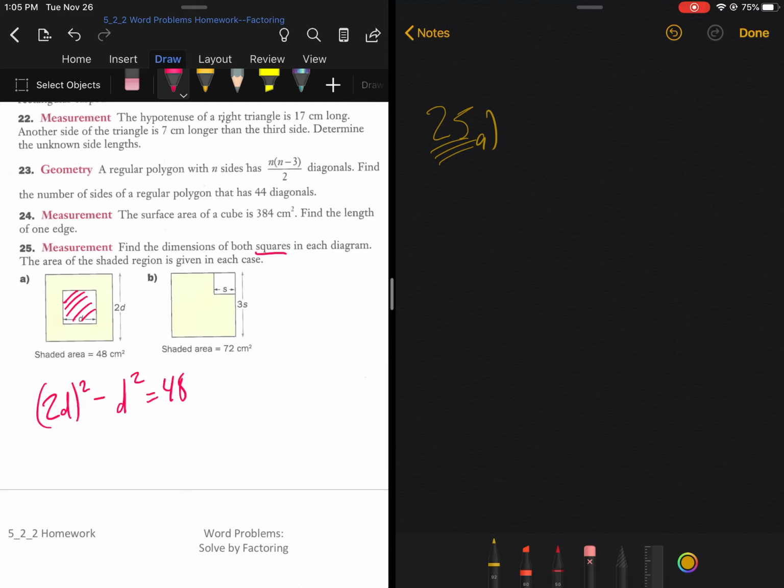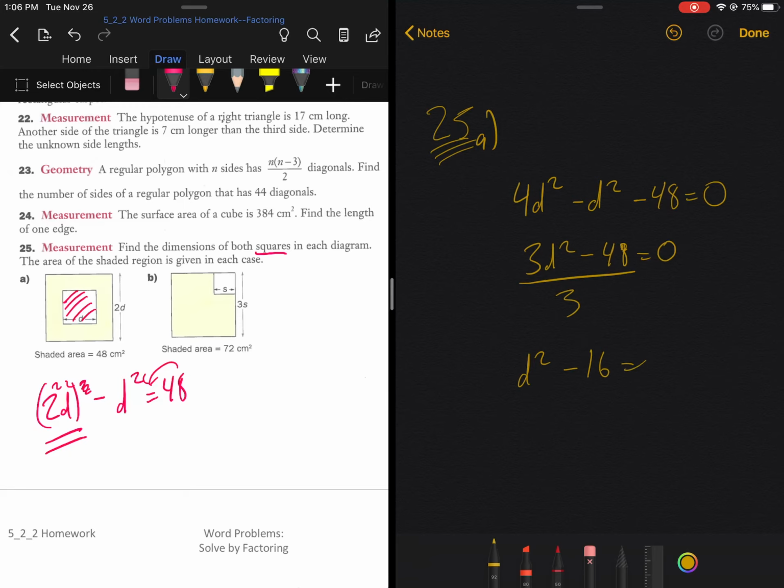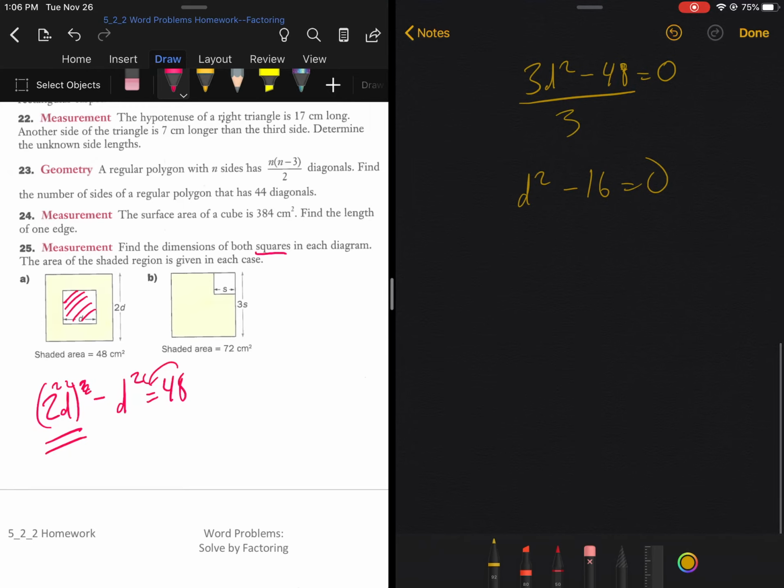What ends up being our answer? Well, the shaded area equals 48. So let's solve over here. 2D squared is equal to 4D squared, right? Because we square the 2, and we square D. 2D squared minus D squared, which is 48 on that side, minus 48 equals 0. 3D squared minus 48 equals 0. Now we divide by 3. We end up getting D squared minus 16 equals 0.